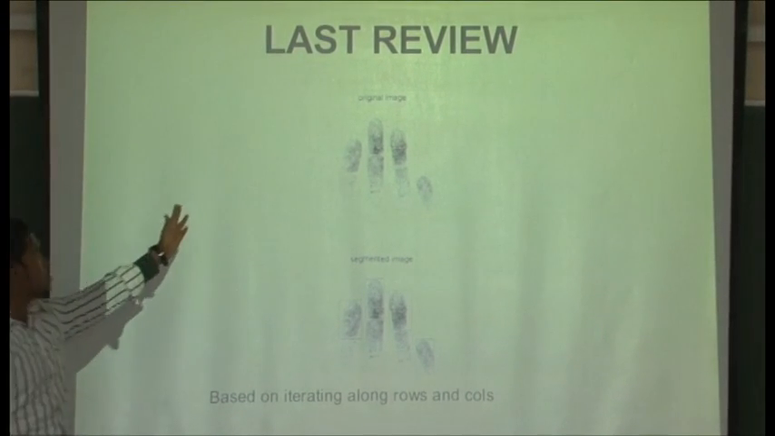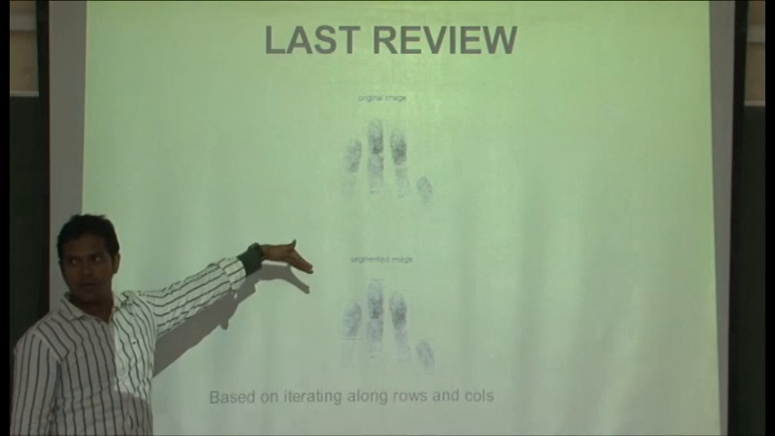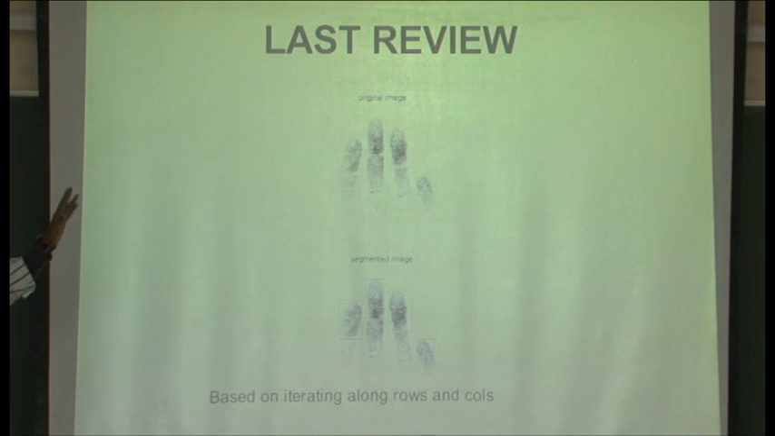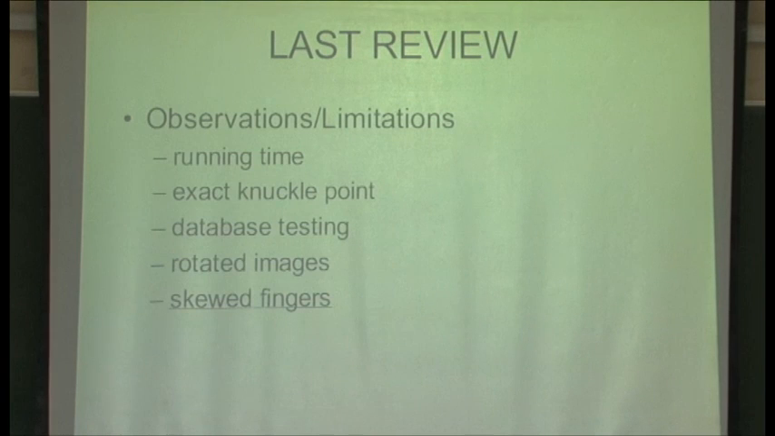My algorithm last time was just based on scanning rows and then columns. The algorithm we suggested was scanning the rows and getting the finger boundaries, and then scanning the columns. Okay. So last review, you wanted to know the running time, how much it takes for an image. If I am getting the exact knuckle print, the last paper which Aditya had done, he is not getting the exact thing. Then test it on the database and rotated images, in case the fingers are skewed, sort of thing, if it is overlapping or something.